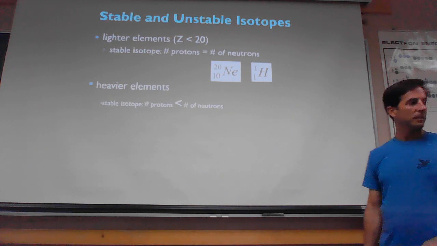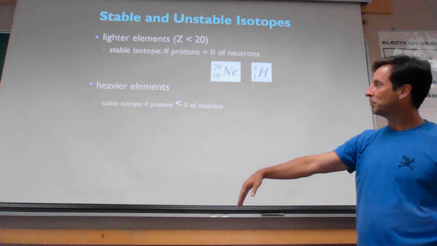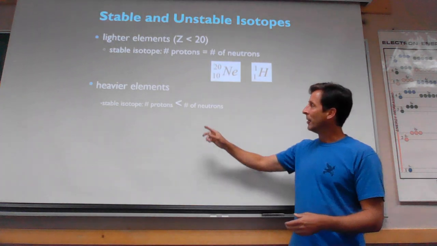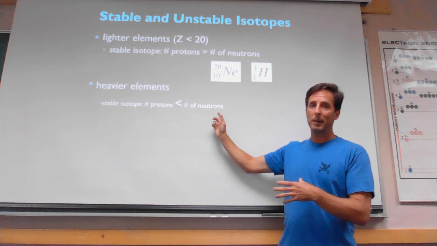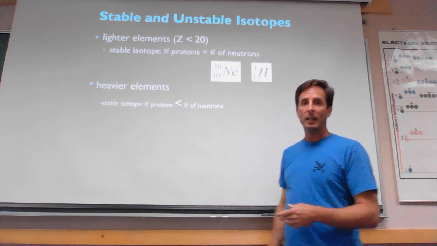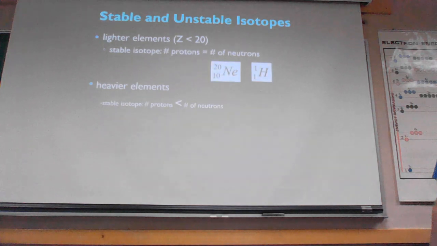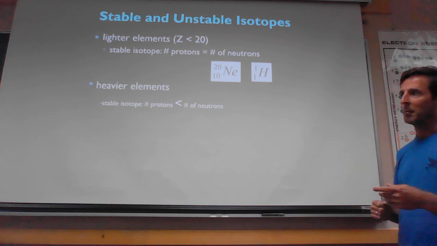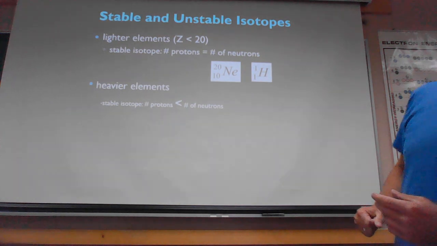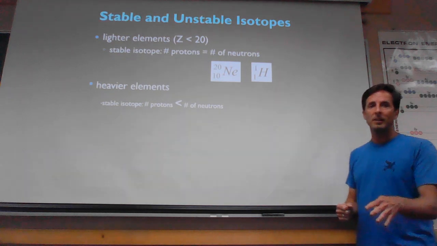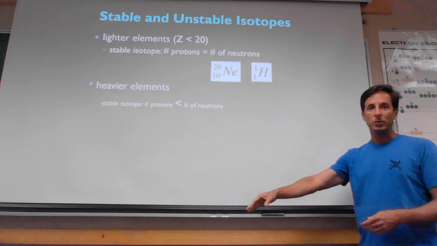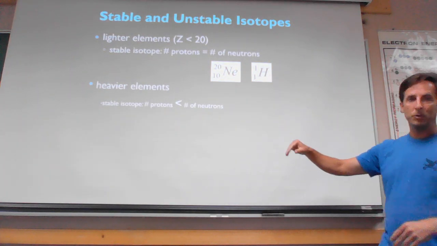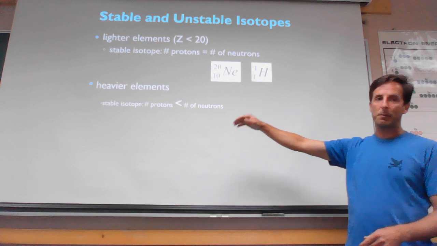Now, the heavier atoms. When we get down near the bottom of the periodic table, what you'll notice is that if we do have a stable isotope, the number of neutrons is going to be a lot bigger than the number of protons. Like if I look at a silver atom, the most common isotope of silver I think is 107, and the atomic number is 47. So that means it has 47 protons and it has 60 neutrons. The further down you go, the more different they become.